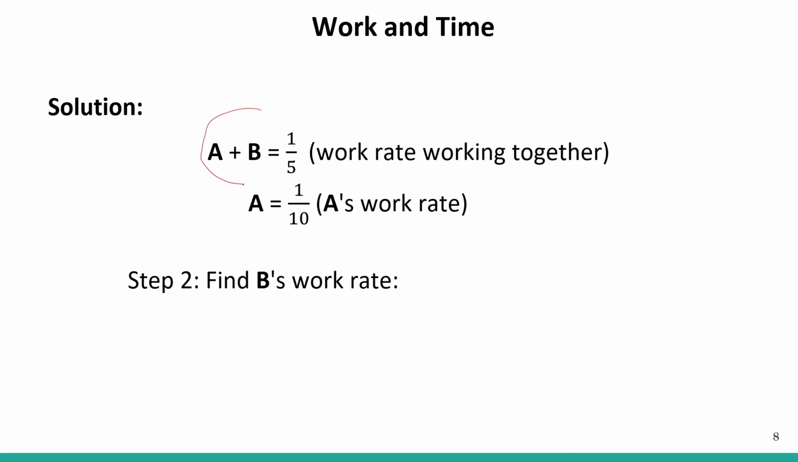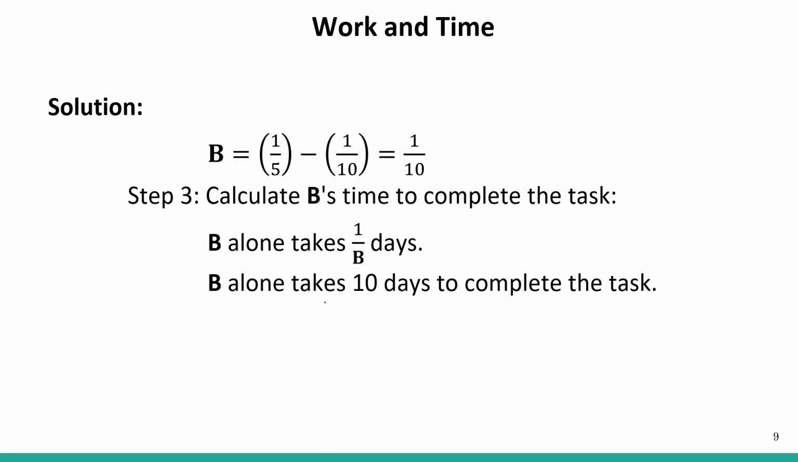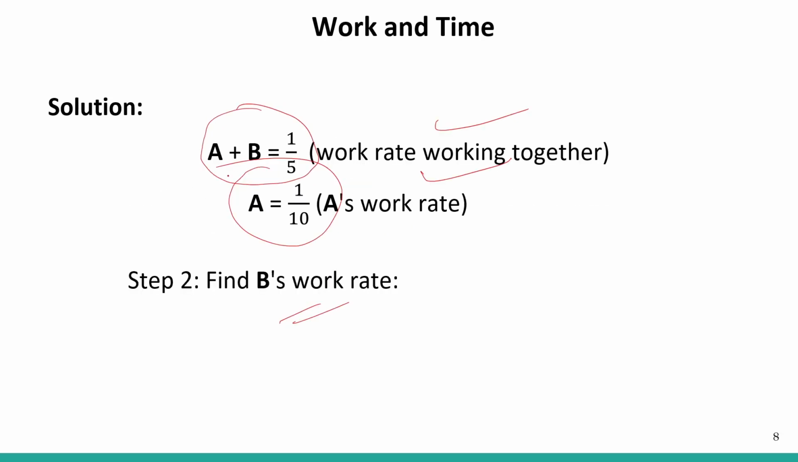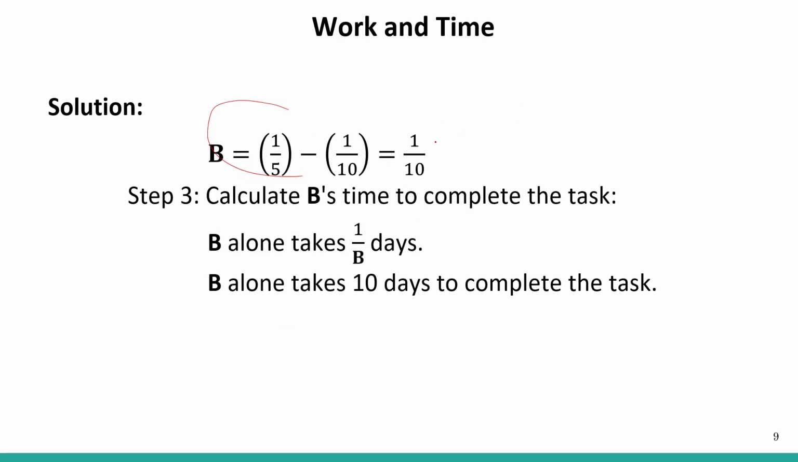So A plus B is 1 by 5, the work rate working together, or combined work rate. If A's work rate is 1 by 10, then we find B's work rate. We use that equation and simplify, and we got 1 by 10 out of it. Calculating B's time to complete the task, it is 10 days. So 10 is the correct answer here. Okay, so let's go forward to the next question.